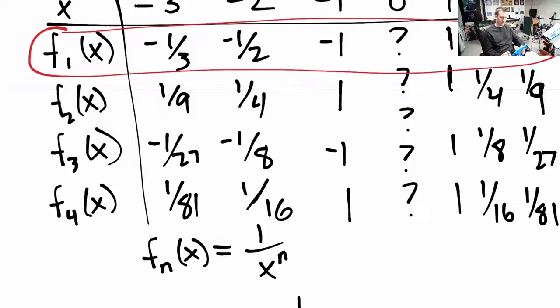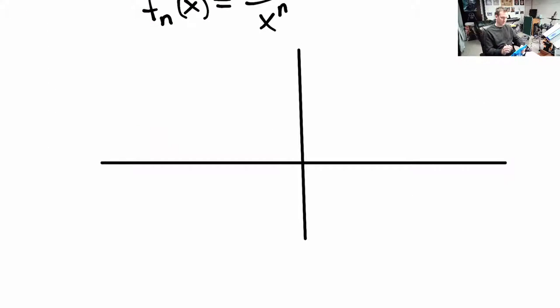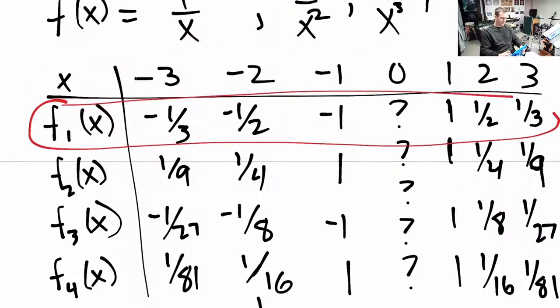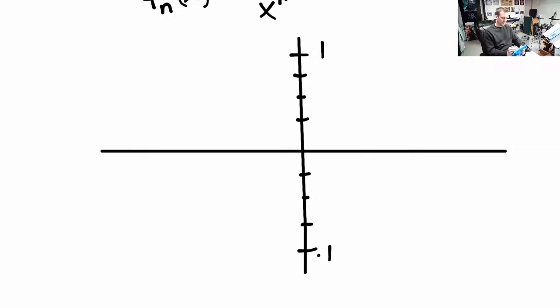Range here, nothing got bigger than 1 or smaller than negative 1. So I'm going to say this is 1, this is 1, negative 1, and we've got negative 1 half here, negative 1 half, negative a fourth, negative a fourth. We can kind of see these things in that way. And then I never plugged anything in that was bigger or smaller than 3 or negative 3.